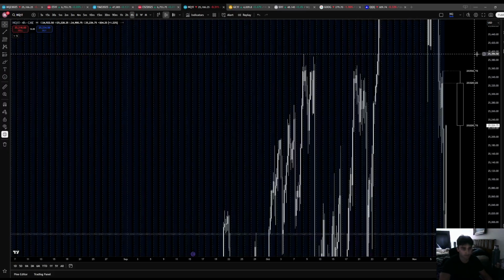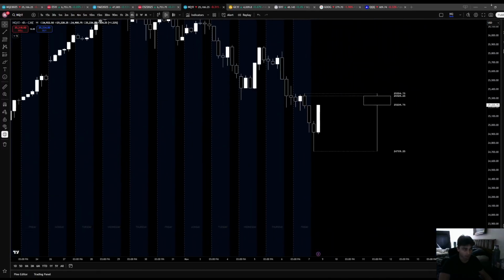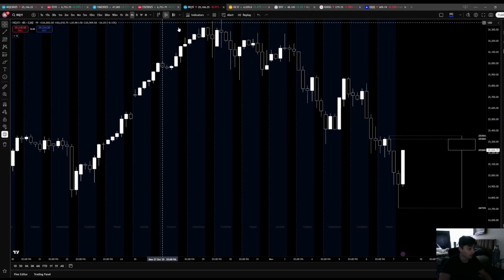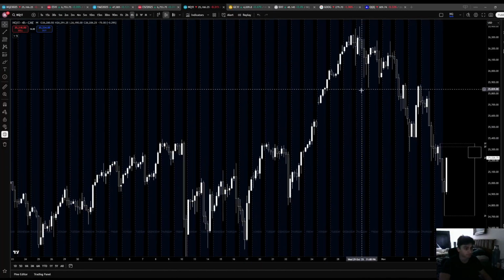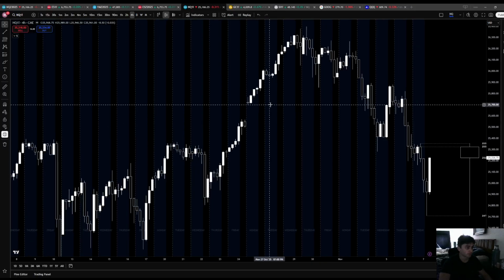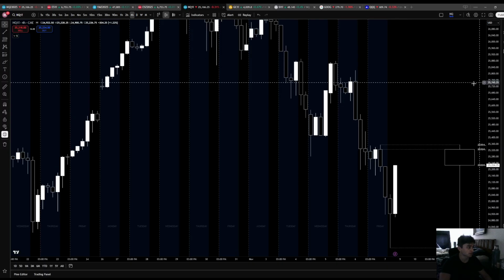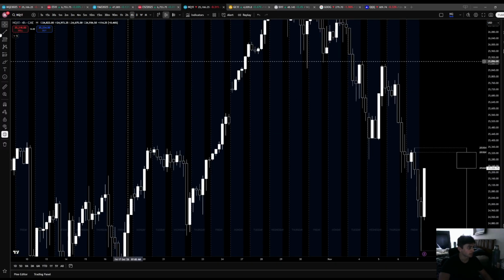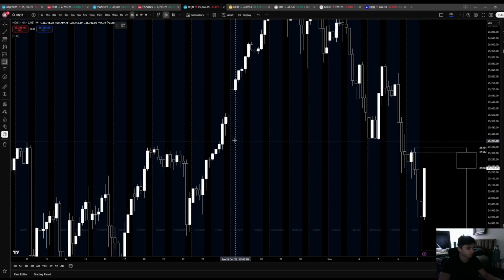Obviously, looking at the weekly, not the weekly, the 4 hour chart, but looking at this week's price action, we've been pretty bearish all week. We filled this gap here, continued lower, and one of the bigger things I was looking at was this 4 hour gap here.